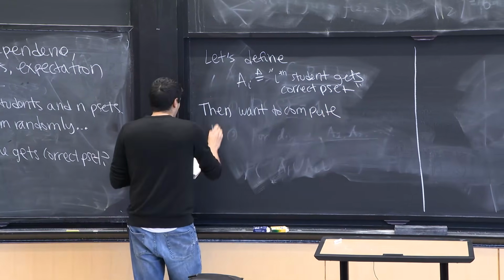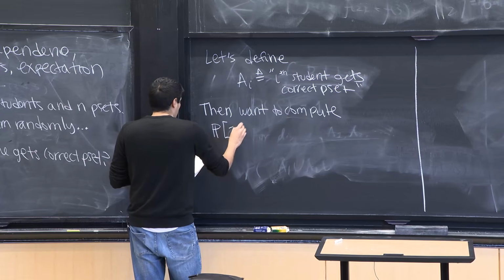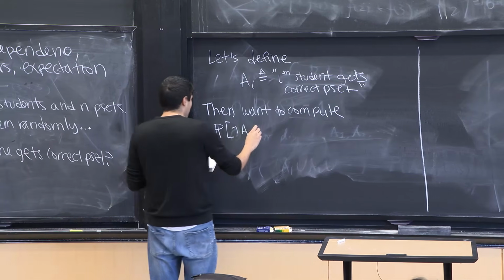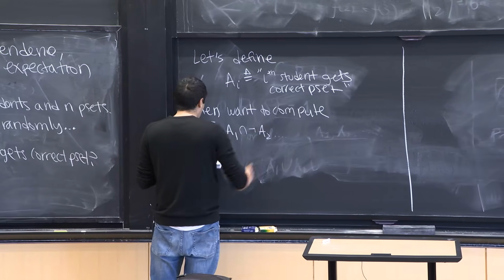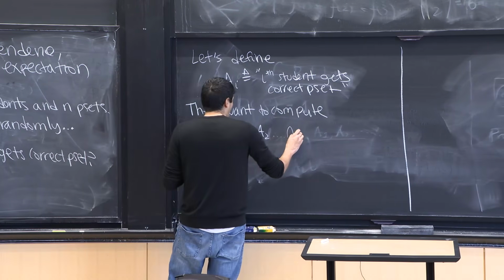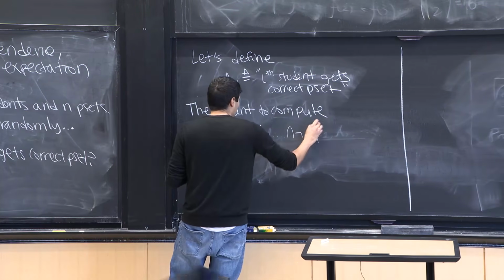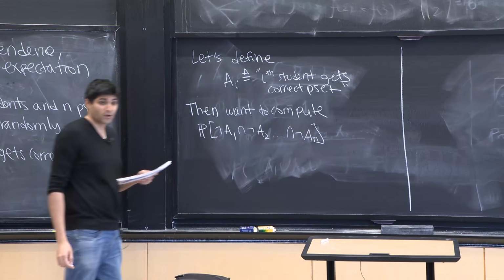We want to look at the probability that A_1 does not happen, the first student does not get their correct p-set back, the second student does not get their correct p-set back, all the way down to the nth student also does not get their correct p-set back.